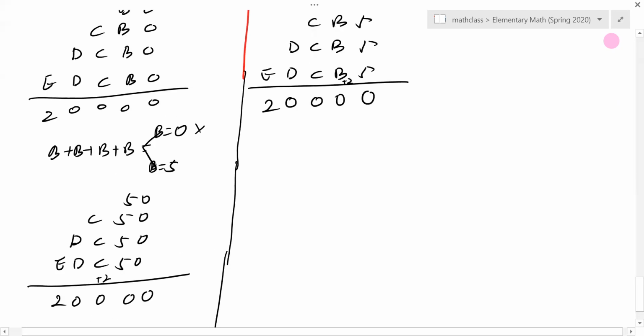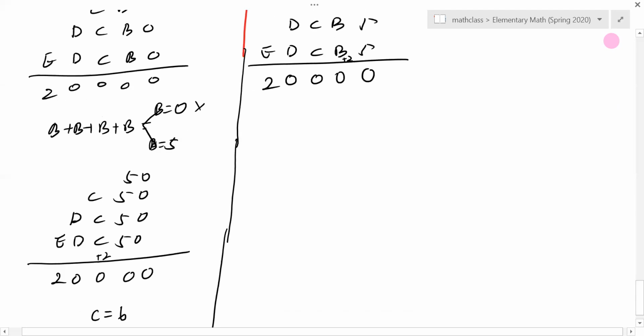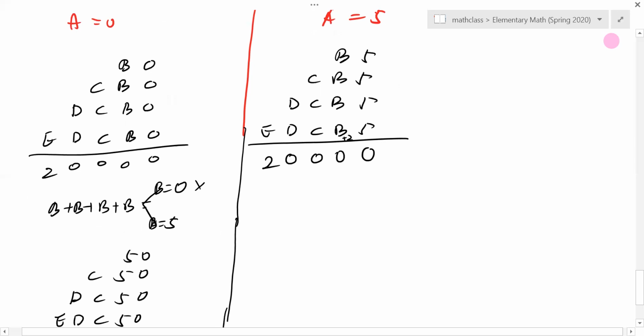Now, my question is, do you think the other side is possible or not? What do you think? Do you think the other side is possible or not? Maybe not.